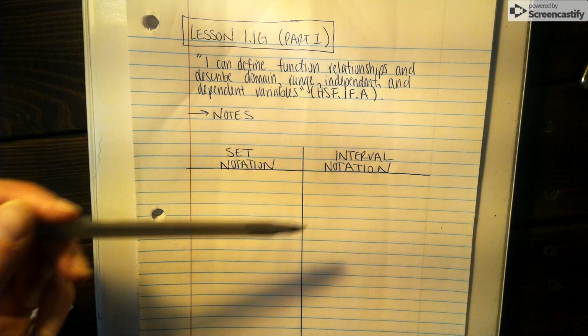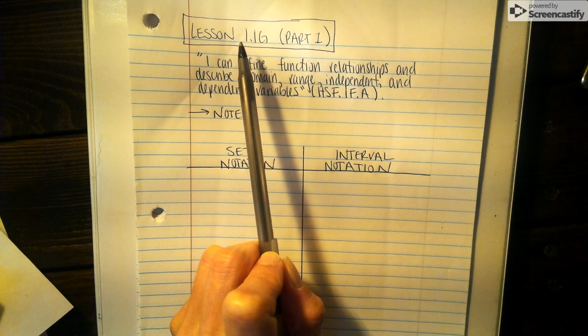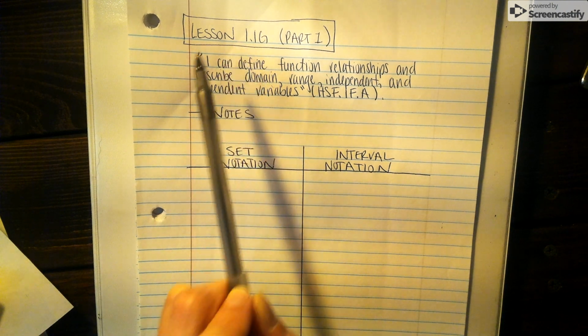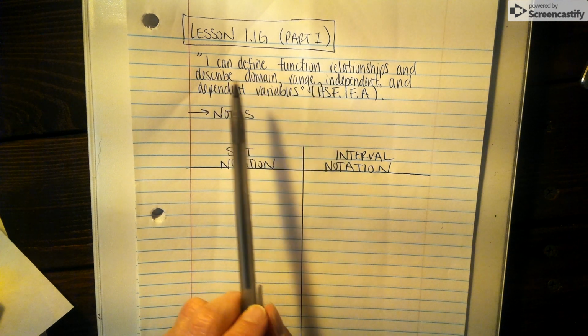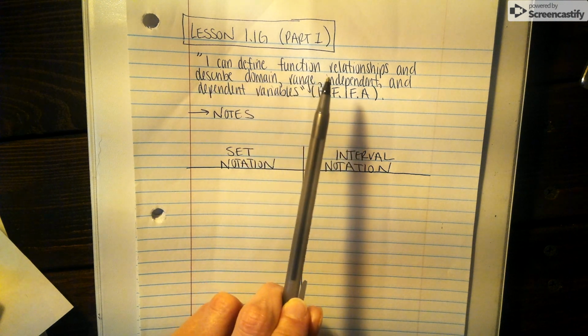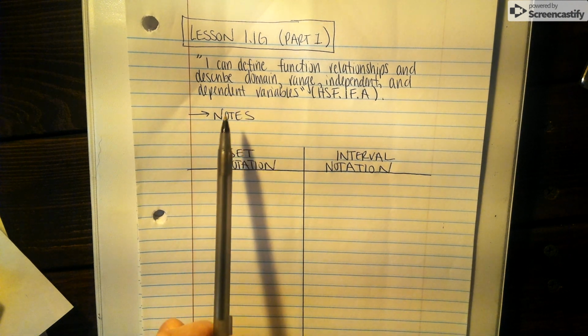So right now I have an example of what your notebook should look like for the start of our notes for this lesson. So I have the title of our lesson, and then I have our learning target. I can define function relationships and describe domain, range, independent, and dependent variables. And then here's the start of my notes section.